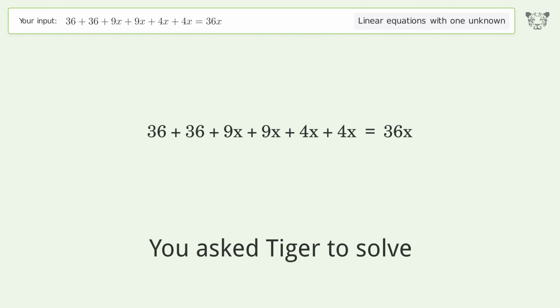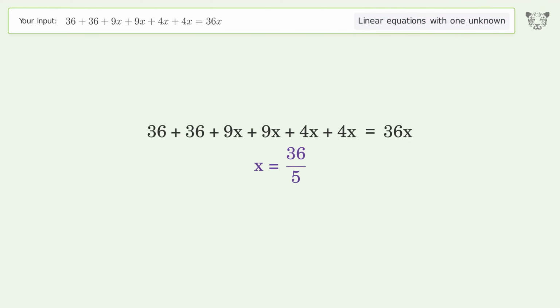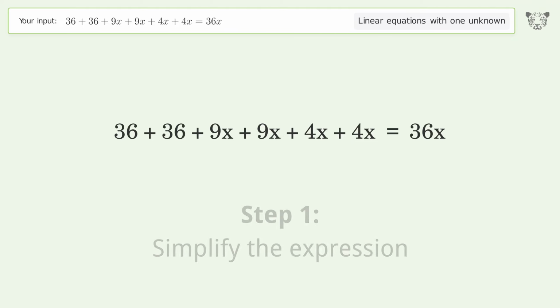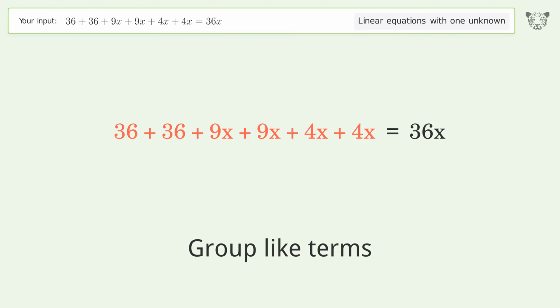You ask Tiger to solve. This deals with linear equations with one unknown. The final result is x equals 36/5. Let's solve it step by step. Simplify the expression. Group like terms.